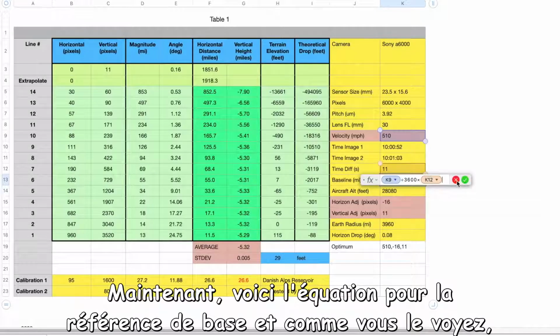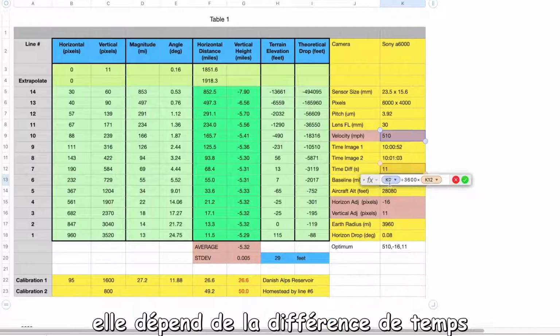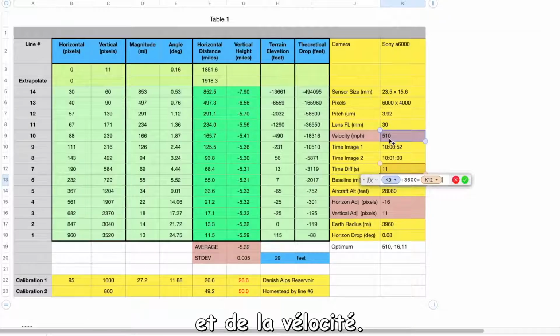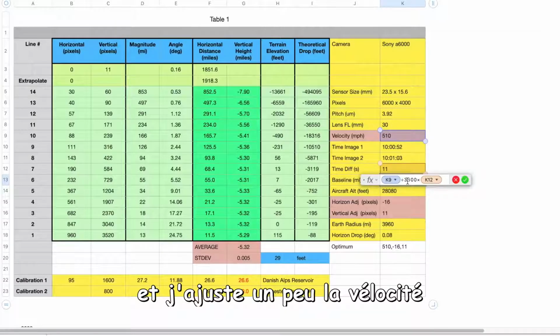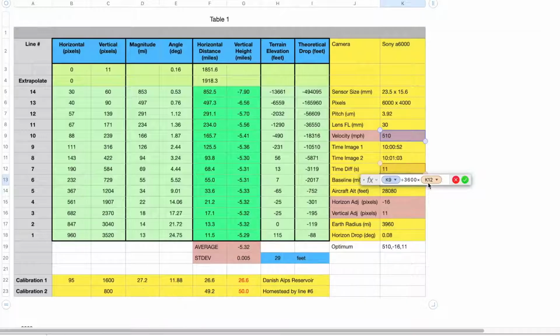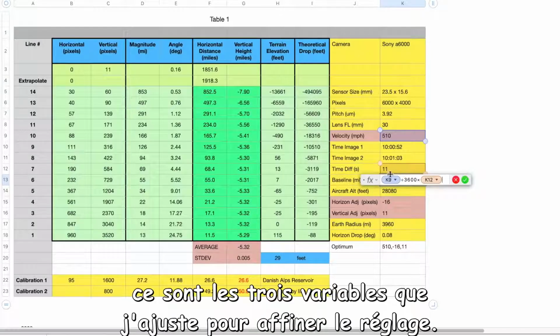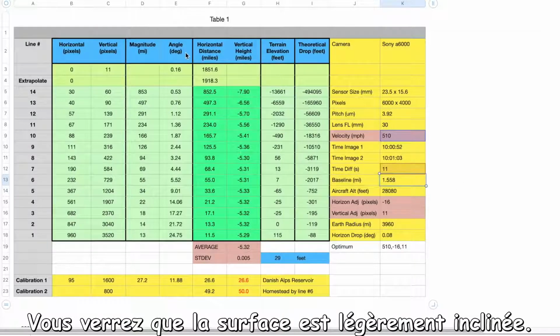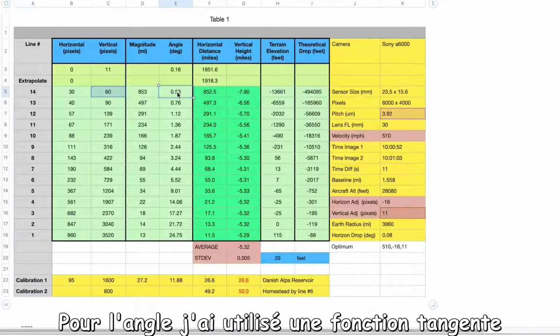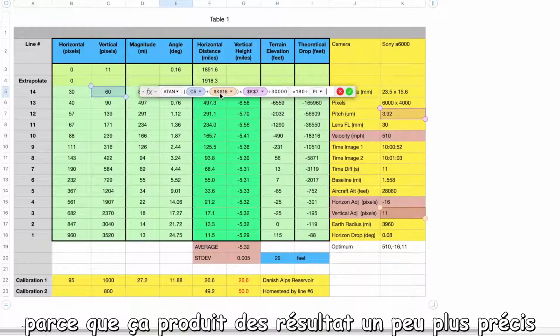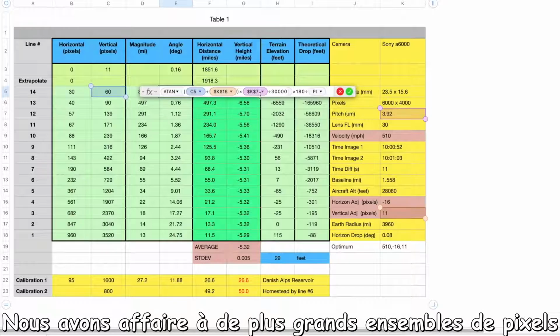Now, here is the equation for the baseline, as you saw, and it's dependent on the time difference and the velocity, and I adjust a little bit the velocity and the horizontal pixels. Those are the three variables that I adjust to fine tune. You'll see the surface is sloped a little bit. Now the angle, I use the arctangent function here because it produces a little bit more accurate results. We're dealing with larger pixel numbers.